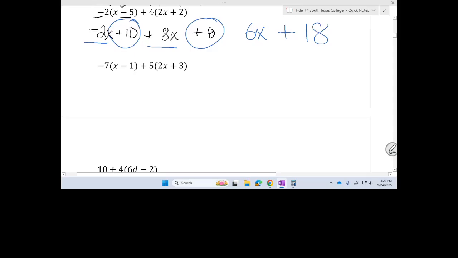All right, y'all, I want to give you a minute to try this one on your own, and then we'll check our answer and see if we're all coming up with the same thing, okay?